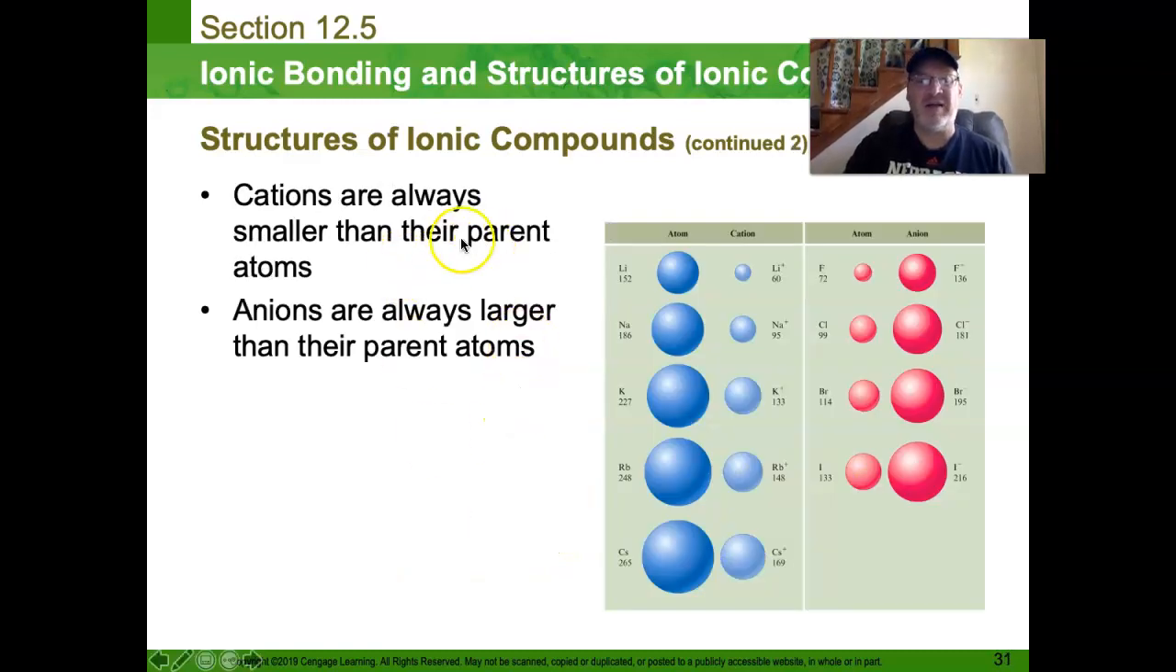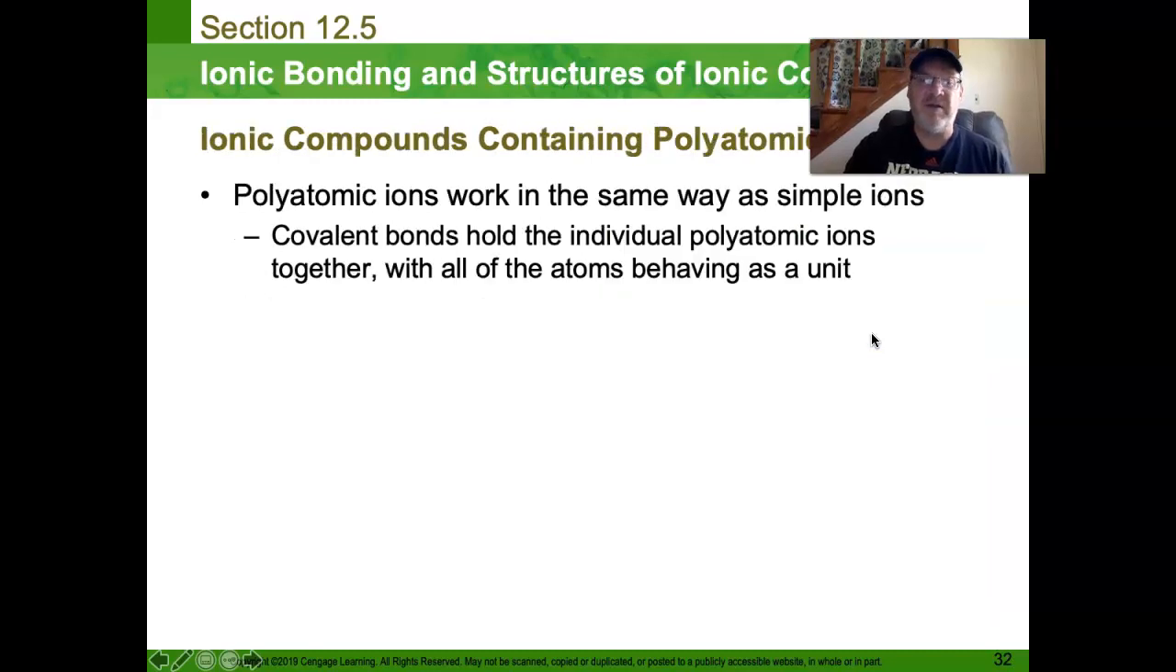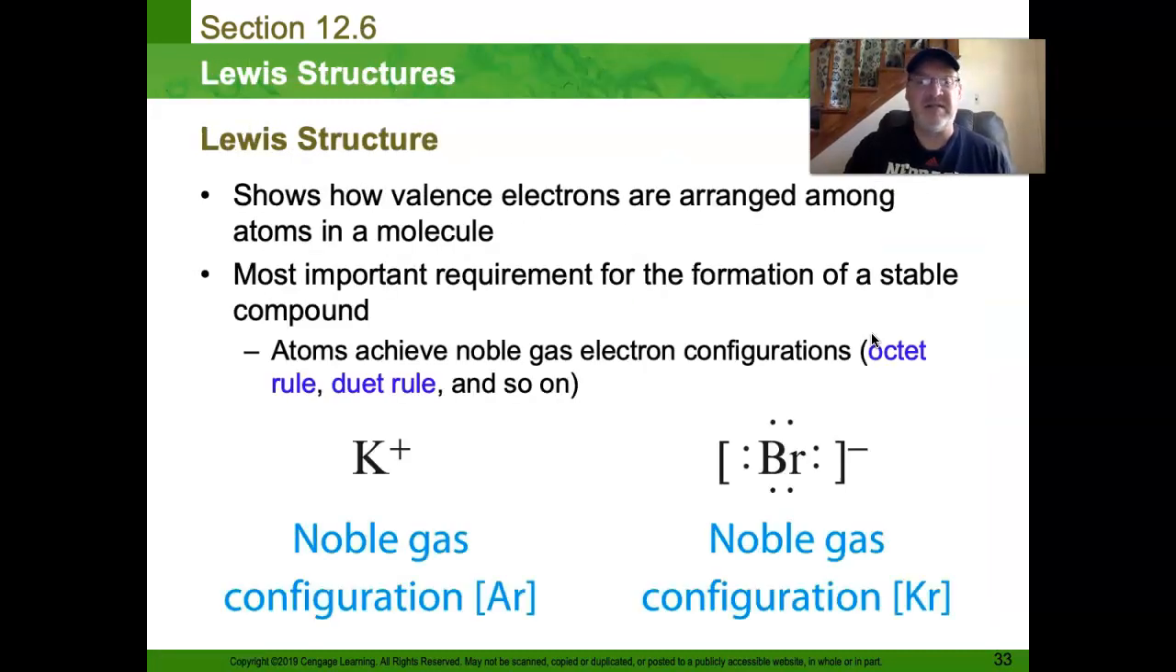Again, this is something we saw in the last chapter. Cations are always smaller than the metals they came from. The anions are always larger than the nonmetals that they come from. Polyatomics, much the same way.